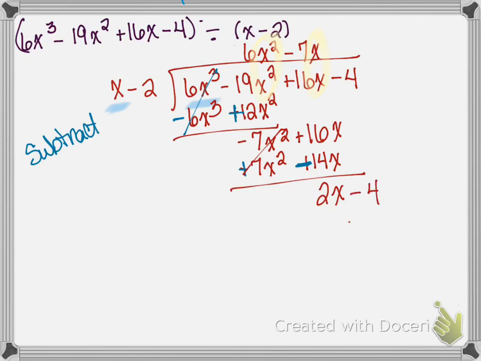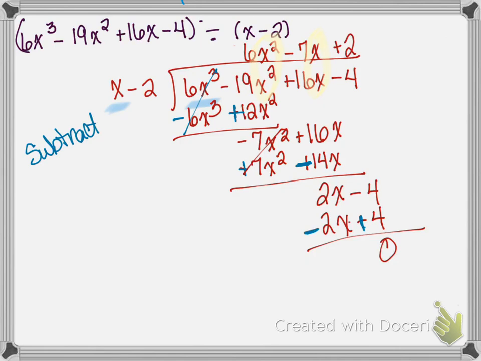X times what gives me 2x? 2. 2 times negative 2 is negative 4. 2 times x is 2x. I am subtracting, and what do I get? 0. Okay, I get a remainder of 0. So what that tells me is that x minus 2 is a factor. X minus 2 is a factor.